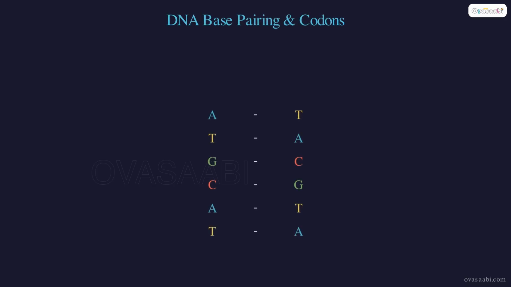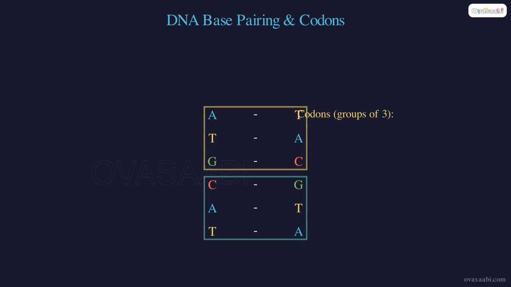DNA is written in 4 letters: A, T, G, and C. They pair as AT and GC. Every 3 letters form a codon, the code for one amino acid.